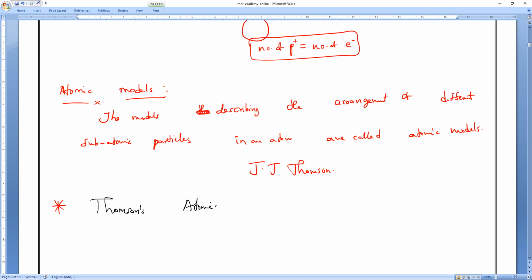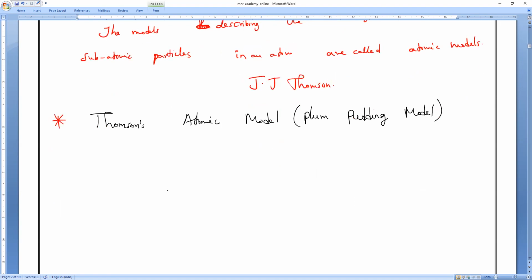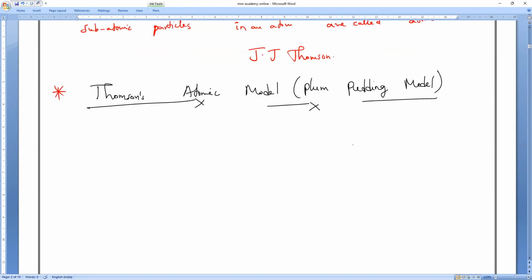Thomson's atomic model. Also, we can call it a plum pudding model. Also, we can call it a watermelon model. So many names we can use. So Thomson's atomic model or plum pudding model. Let us talk about this model first, and later I will go with the comparison with the plum pudding and the comparison with the watermelon. Are you clear, everybody? So first write what this is and then we'll proceed.